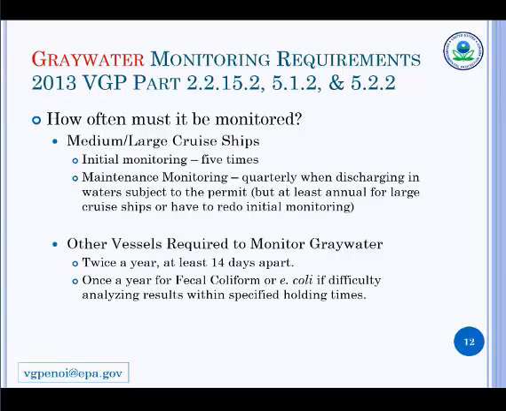Other vessels subject to gray water monitoring are required to monitor twice a year, with those samples collected at least 14 days apart. And the permit does provide a reduced monitoring frequency for fecal coliform or E. coli if the vessel has difficulty having the samples analyzed within the allowable holding times.